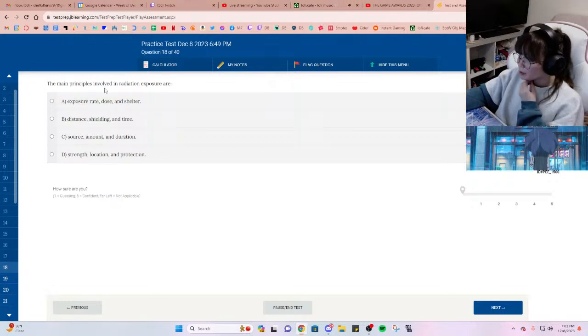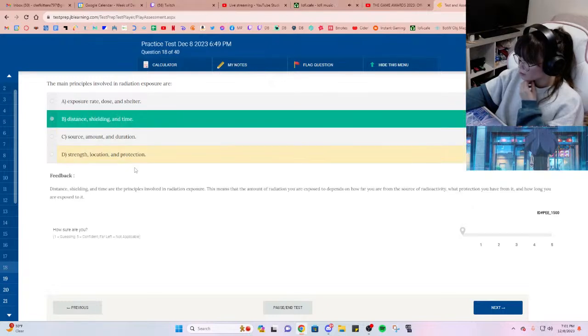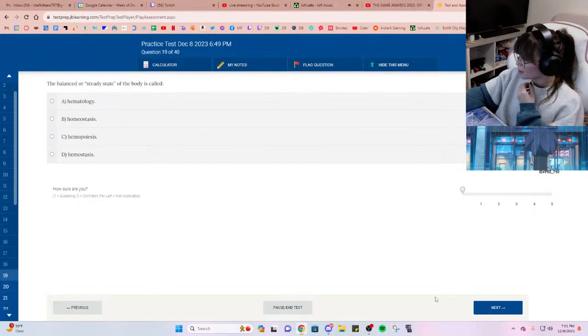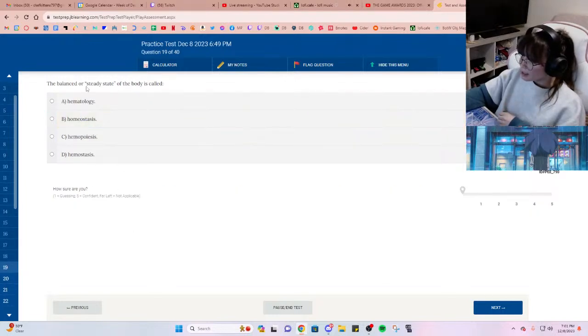The main principles involved in radiation exposure are refrigerate, dose, and shelter; distance, shielding, and time; source, amount, and duration; or strength, location. I think this one. Yeah. The balanced or steady state of the body is called homeostasis.